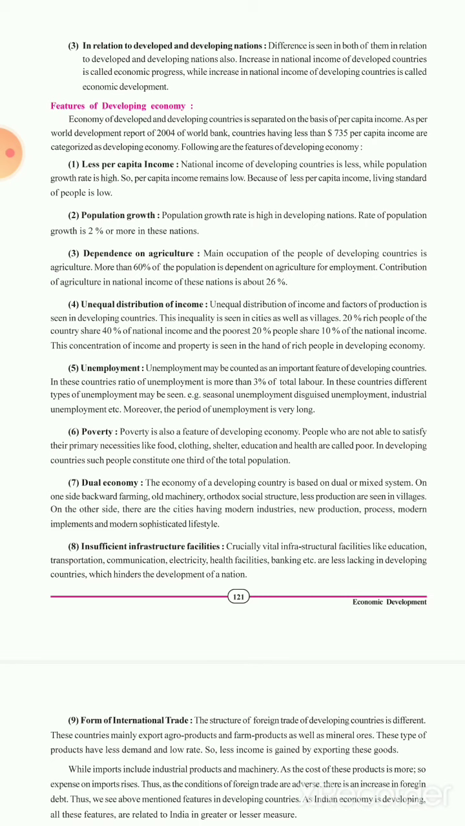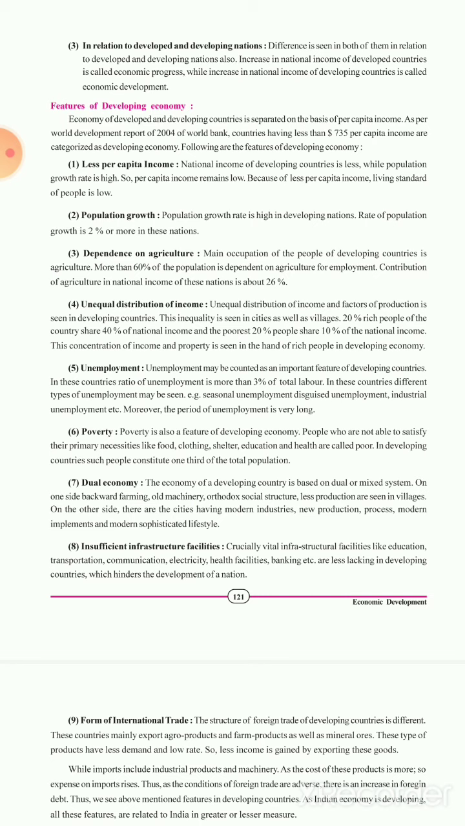And the national income contributed by the agriculture sector is nearly 26%. Fourth factor, unequal distribution of income. The income is not distributed equally among all the people. The rich people are contributing more part of the national income, and the 20% poor people are sharing only 10% of the national income.